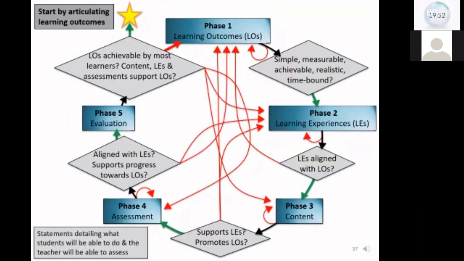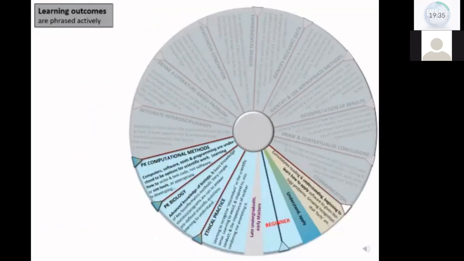So, we start the course design process by articulating the intended learning outcomes. And these are statements that detail what students will be able to do and the teacher will be able to assess by the end of a course. So learning outcomes are phrased actively, articulating what students will be able to do. For instance, by the end of this course, students will be able to, and then for this course and module, appropriate beginner level, understand, apply.